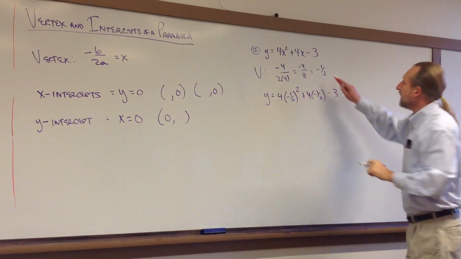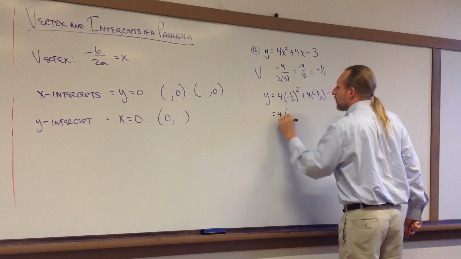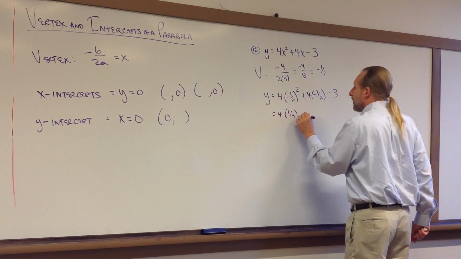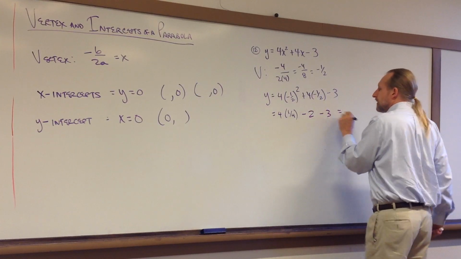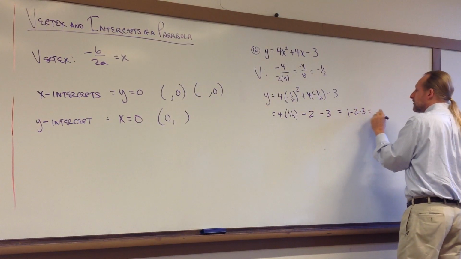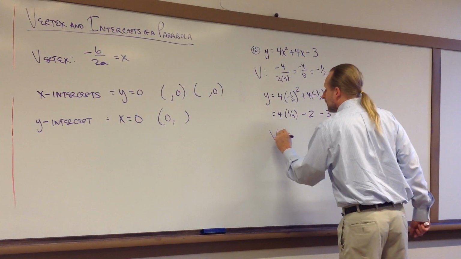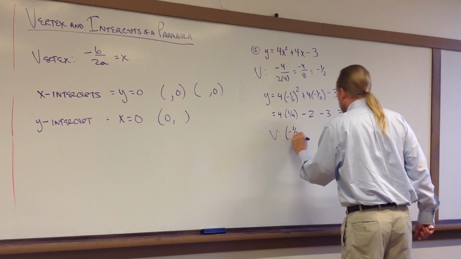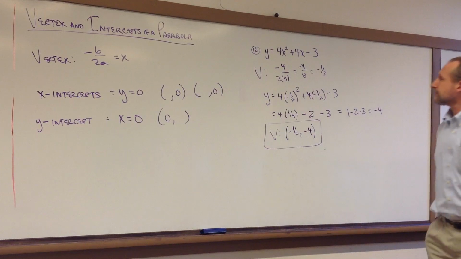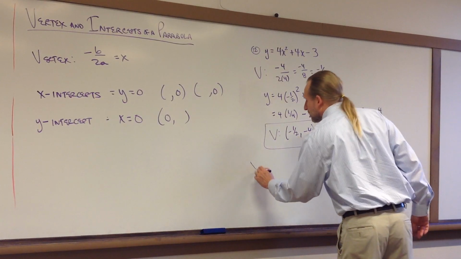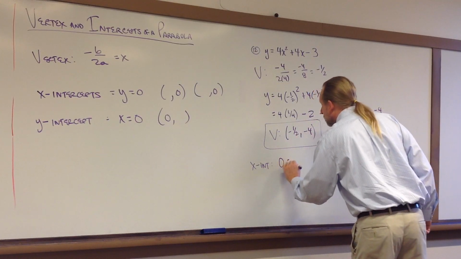So we plug the x value into our formula, and let's see. So this will be 4 times positive a fourth minus 4 times a half, which is 2, minus 3. So this is 1 minus 2 minus 3, looks like negative 4. So that's what we're getting for the vertex here, is negative 1/2 and negative 4. Okay, next we need the x-intercepts. And that's where y is equal to 0.